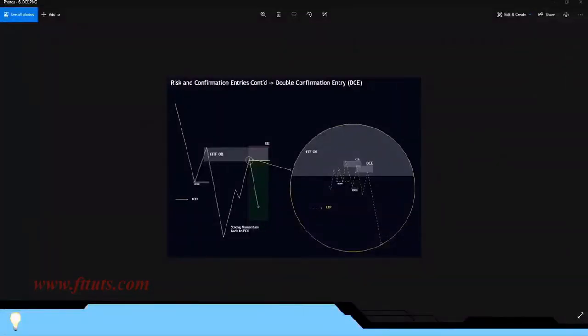Let's now take a look at the third entry type called the double confirmation entry, right? So typically a double confirmation entry would be a confirmation entry of a confirmation entry on that lower time frame. You can see here on the screen, we have our original example of the risk entry, right? So we have pressure to the downside, higher time frame, bearish order block, price coming back to it in a strong momentum, right? Now, there's two ways we can use the double confirmation entry.